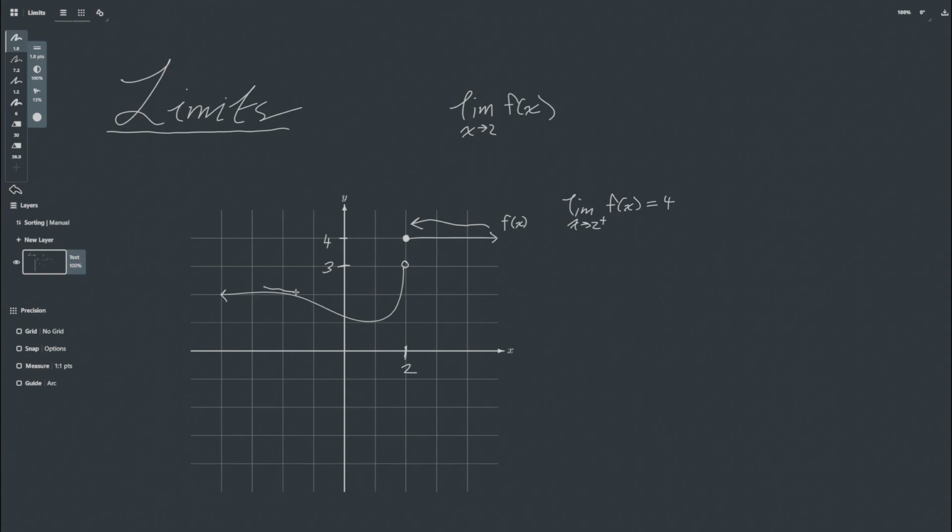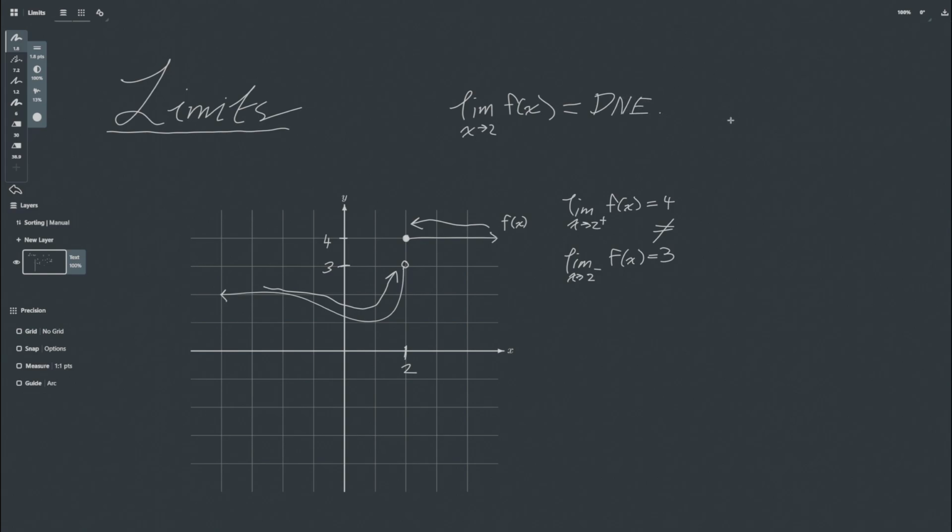Now let's approach the same curve but from the left side. So as we go up this curve and get closer to 2, we stop and approach at y equals 3. So we can write the limit as x approaches 2 from the left of f of x is equal to 3. Now, what does that mean? Is the limit as x approaches 2 of f of x 4, or is it 3? Well, since the right-sided limit and the left-sided limit are not equal, that implies that the general limit as x approaches 2 does not exist.